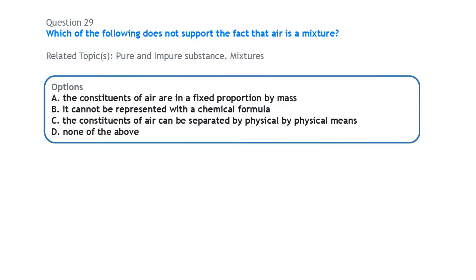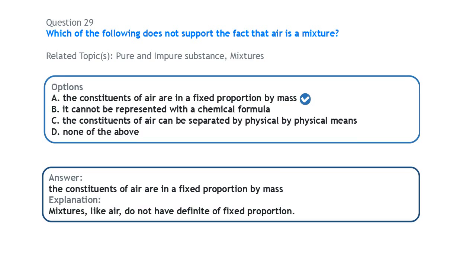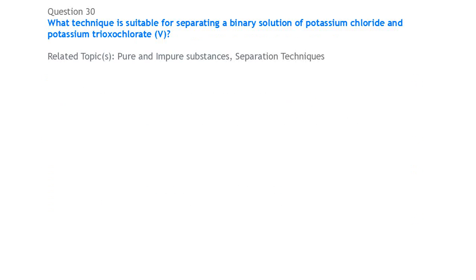Next, on mixtures, which of the following does not support the fact that air is a mixture? The constituents of air are in a fixed proportion by mass. That is wrong. This is not true of a mixture, because air is a mixture. Okay, air is a mixture, and mixtures are generally impure substances. One of the characteristics of impure substances is that they do not have a definite proportion or a fixed composition.